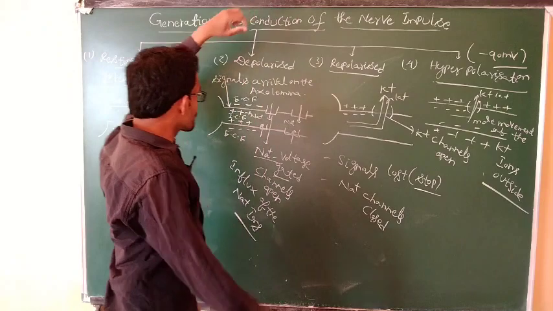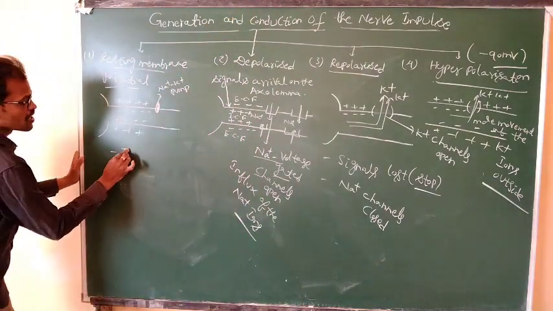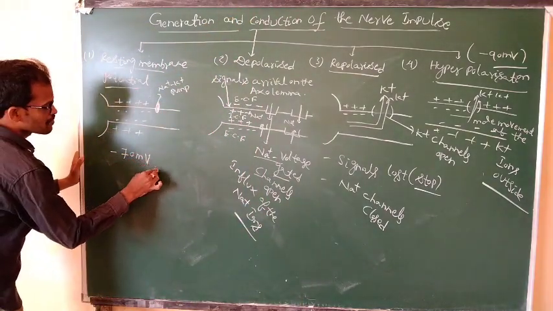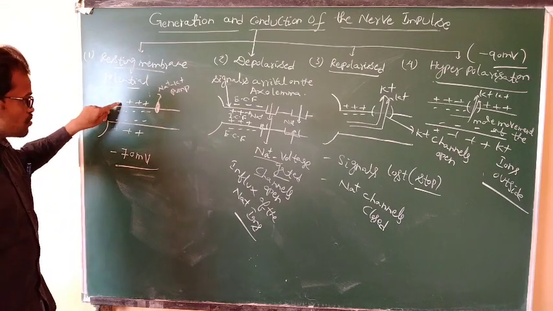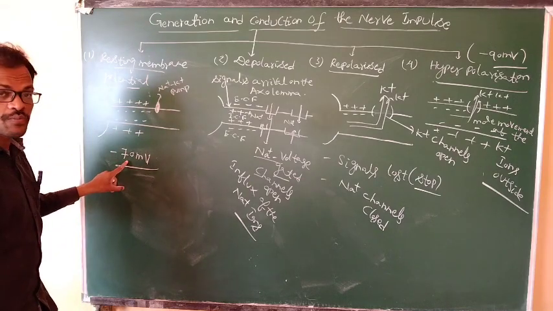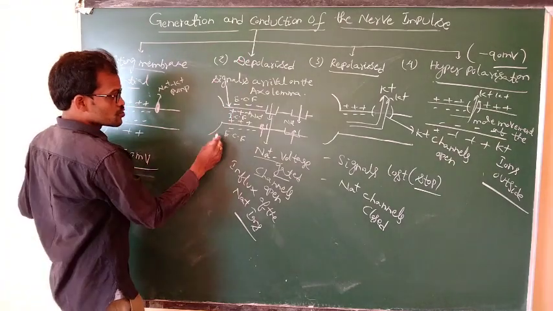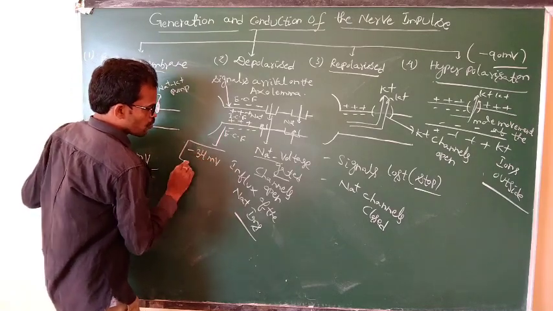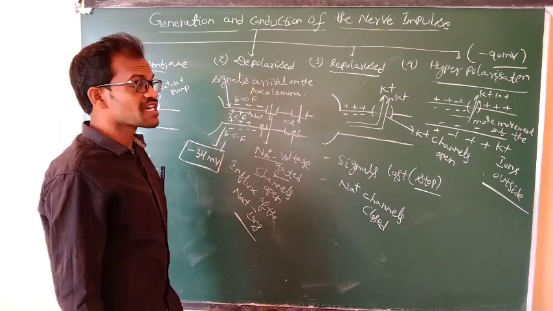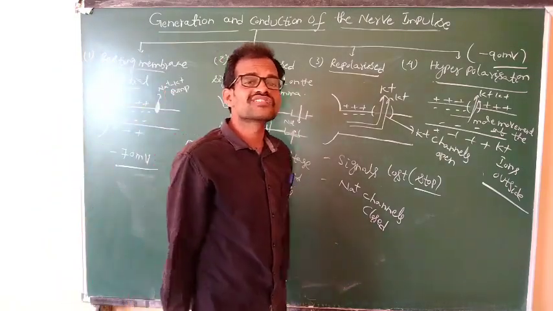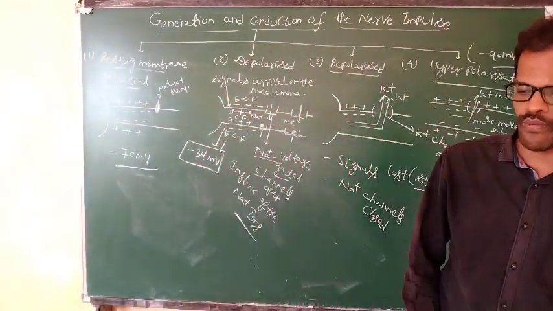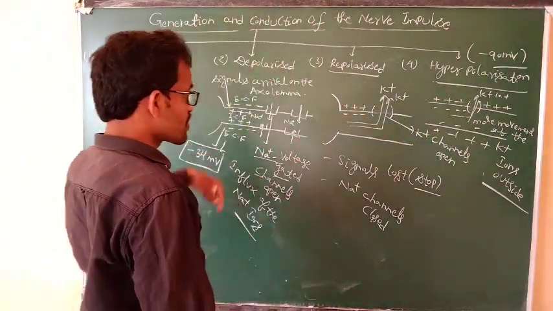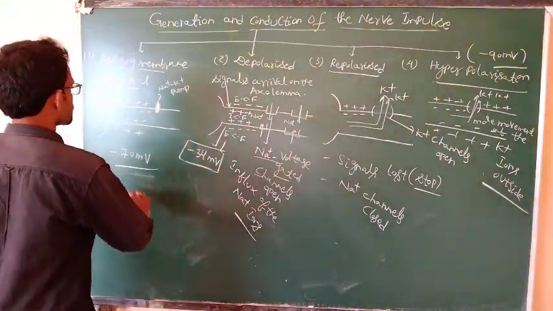It is maintained in the resting membrane potential at minus 70 millivolts. This polarity is maintained at minus 70 millivolts. And during the depolarization condition, it is minus 34 millivolts. But here the signals are stopped. In our textbook, they are given. See here.